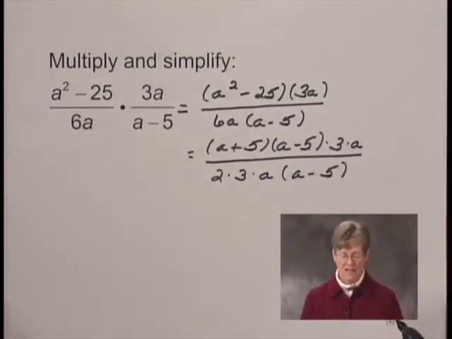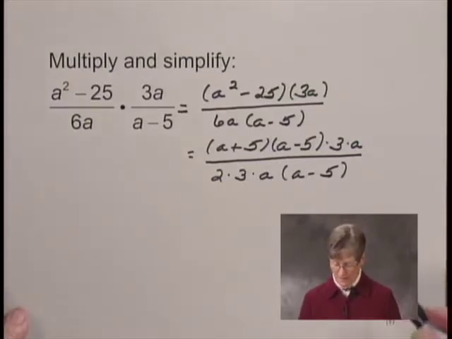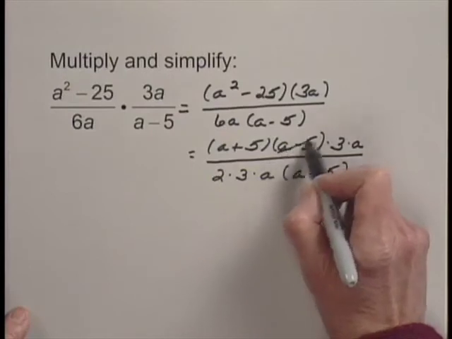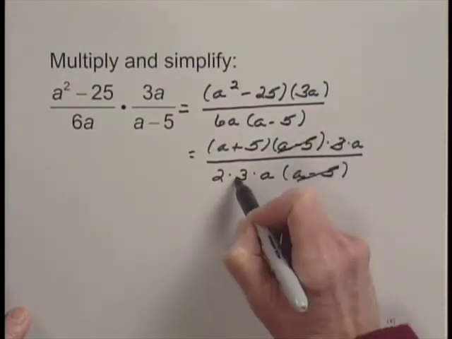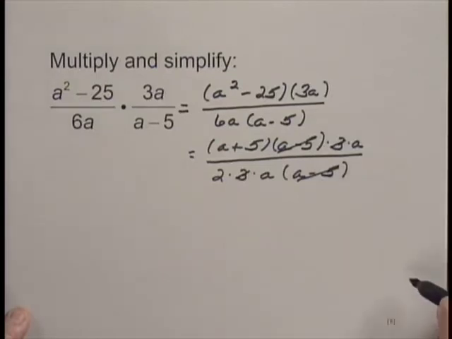And now we want to take a look and see what factors the numerator and denominator have in common. And I see that there's an a minus 5 in each place. And I see that there's a 3 in each place. I'm canceling the factors that are common to the numerator and denominator. And this is equivalent to removing a factor of 1.